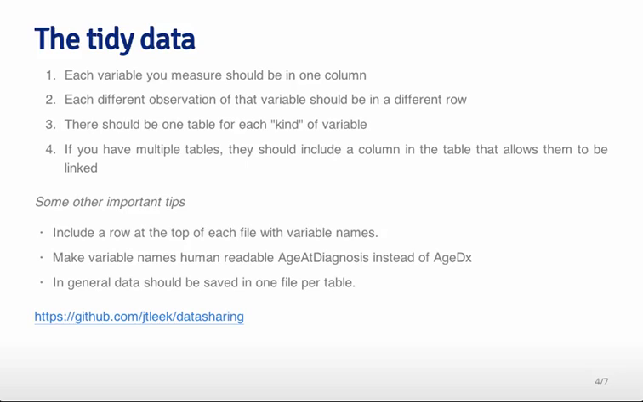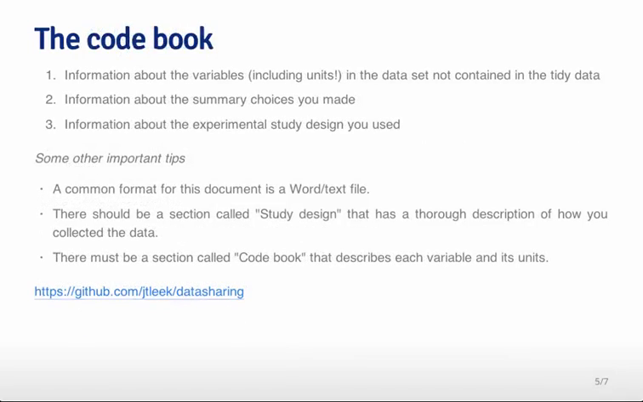It's also much more useful if the variable names are human readable. So for example, if you use something like age at diagnosis for a column name as opposed to something like age dx, which might be a little bit more confusing and hard for people to read. So it's better to err on the side of being more explicit. And in general, data should be saved in one file per table. So it's a habit of some people to save data in multiple Excel spreadsheets within a single Excel file. And so it's a better idea to save each spreadsheet in a different file. So we'll talk about that in the class.